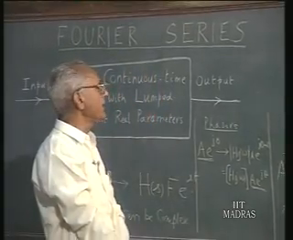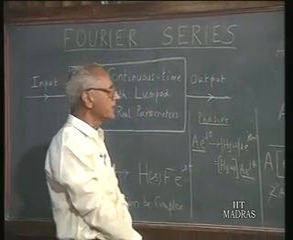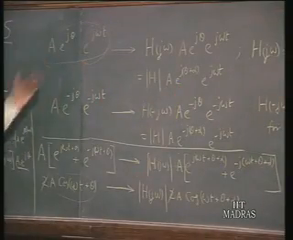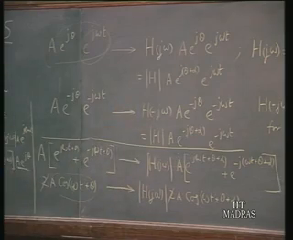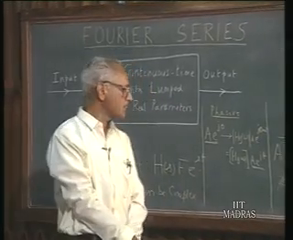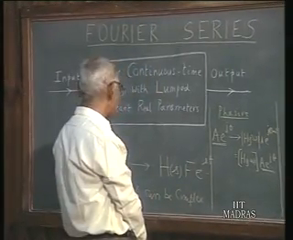Therefore, instead of writing every time A e to the power of j theta, j omega t, we may as well drop both these terms from the input side and the output side and say this is the phasor for the input and this is the phasor for the output. That's what we have. So this is how the phasor concept, the impedance concept, etc. are related to the system function H of s.